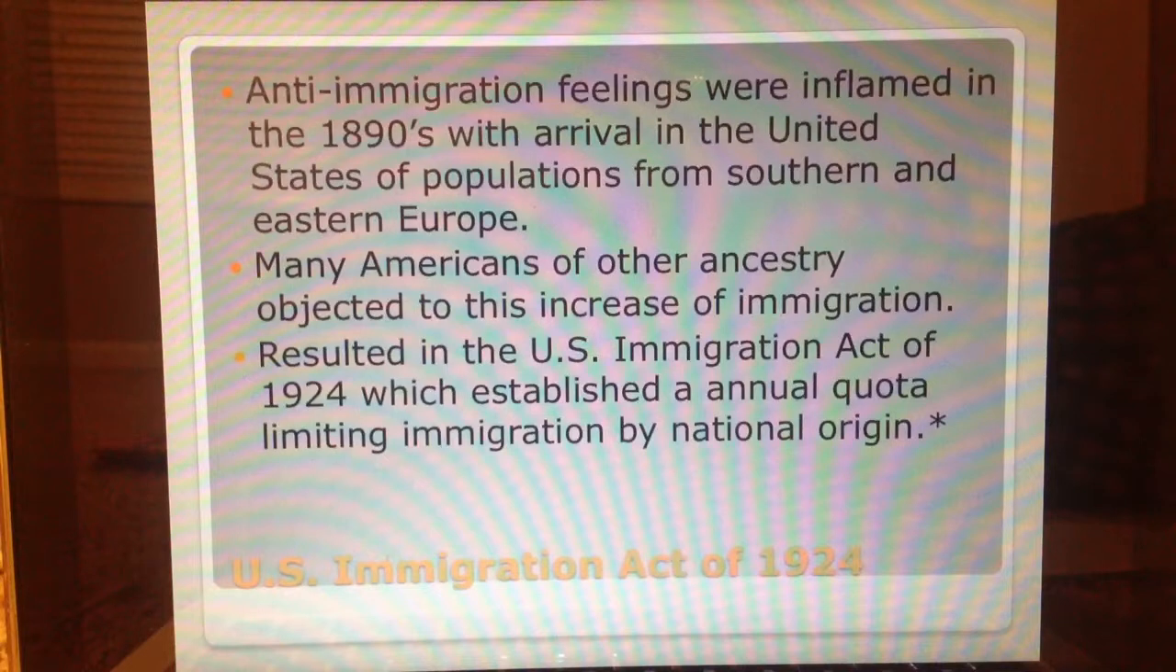Okay, next I want to talk about the U.S. Immigration Act of 1924. Anti-immigration feelings were inflamed in the 1890s with the arrival of populations from Southern and Eastern Europe. We had a large amount of immigrants coming in during that time, and many Americans just objected to this. They felt that they would be losing jobs, profits, and money, because others would be taking their jobs away from them. This resulted in the U.S. Immigration Act of 1924, which was established basically as a quota. It set a limit, depending on your national origin, on how many people we would let come into the United States yearly. The quota was determined by the percentage of the total population in the 1920s, with each national group in mind.